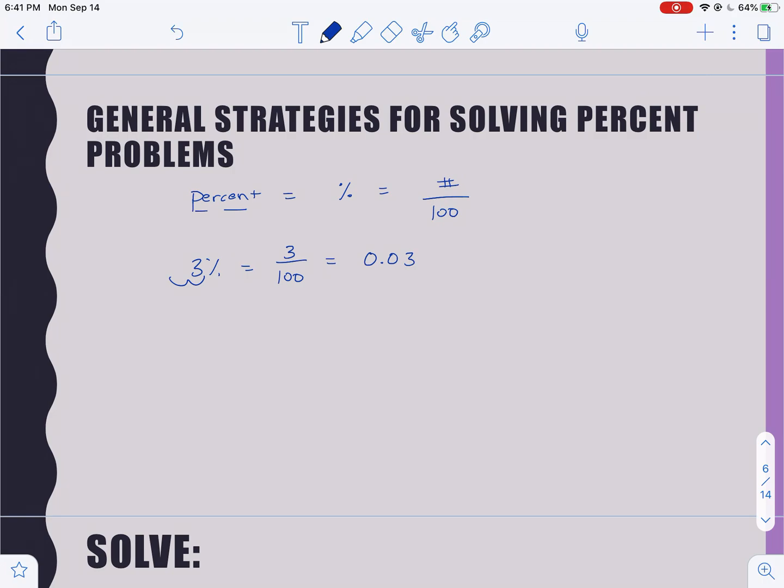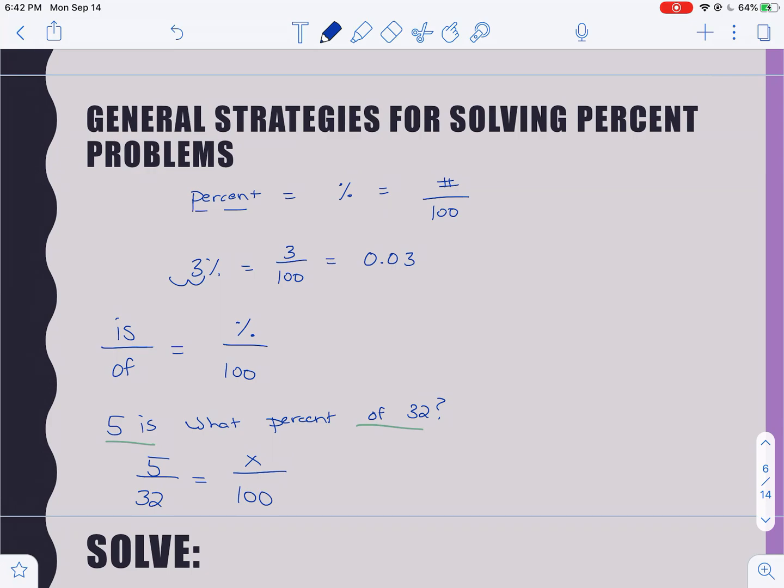So some general strategies for solving percent problems. You've got a couple ones. You guys might remember the is over of equals percent over 100. So if you have a problem like 5 is what percent of 32? Notice you have 5 is, so that's going to be the is part, and then of 32 would be the 32 part. So you would have 5 over 32 equals what out of 100?